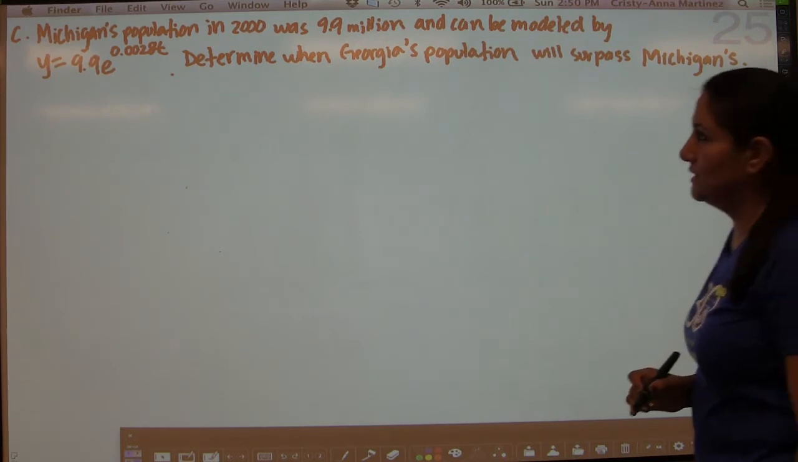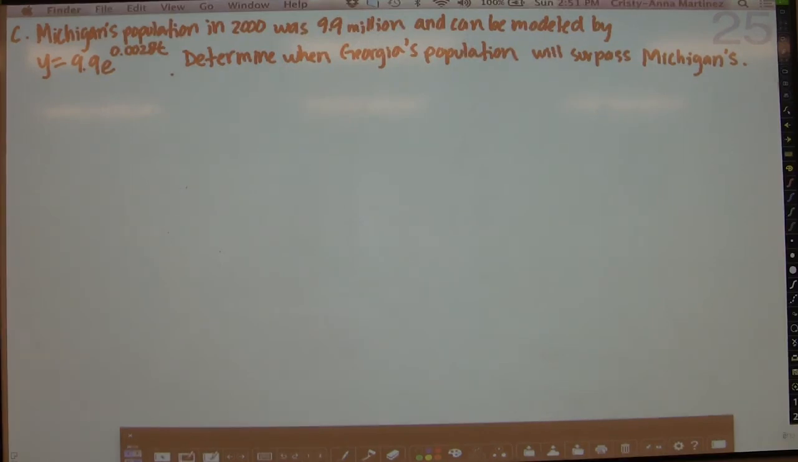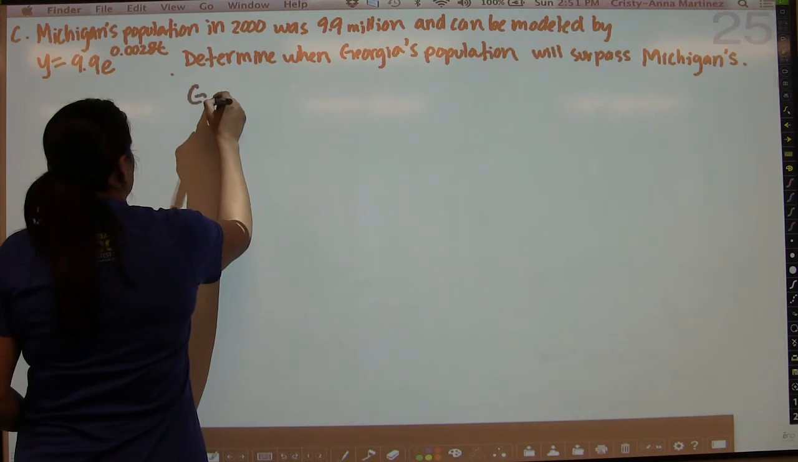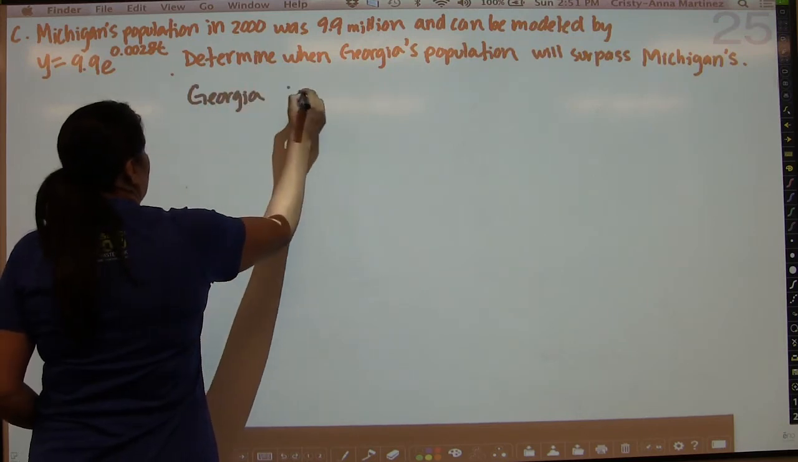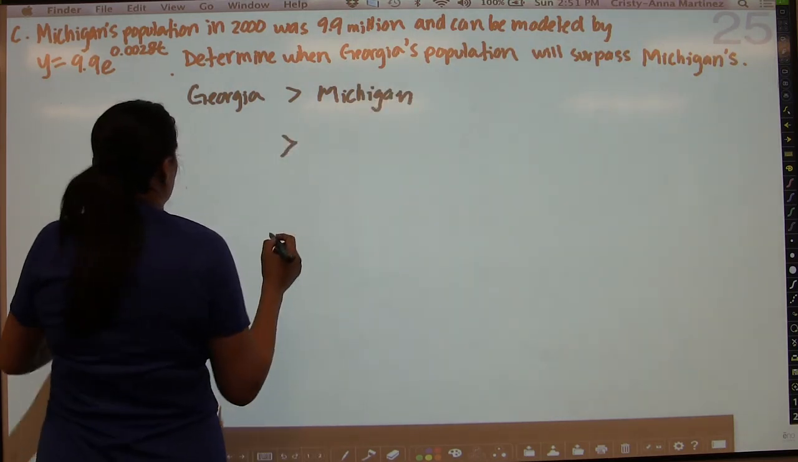All right. I think there's a part C. So here we go. Part C says Michigan's population in 2000 was 9.9 million and can be modeled by y equals 9.9 e to the 0.0028t. Determine when Georgia's population will surpass Michigan's. So we actually need to have both formulas now. And we want to start with Georgia. We want Georgia to surpass, which means we want Georgia to be greater than Michigan.